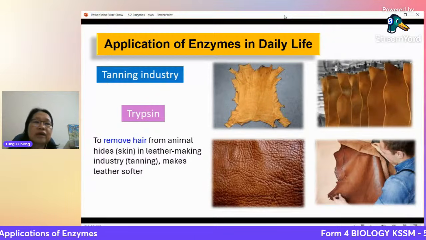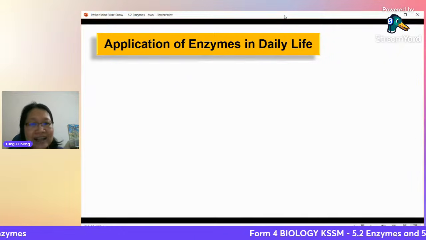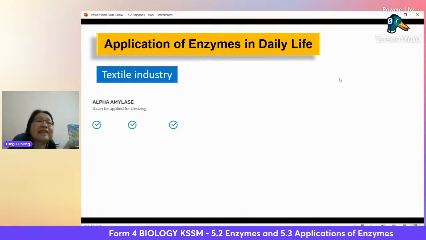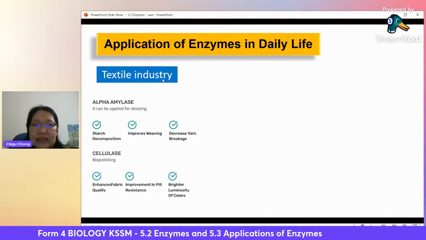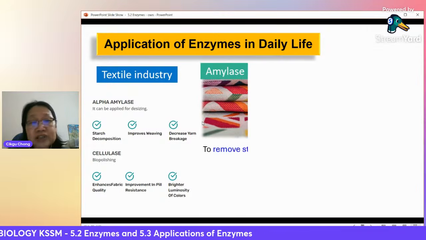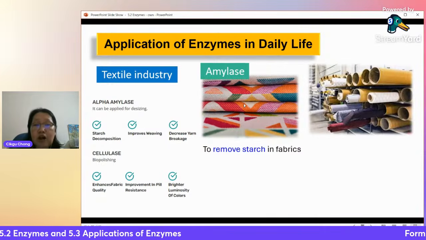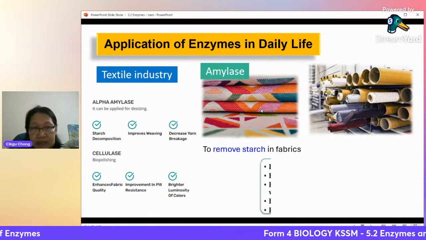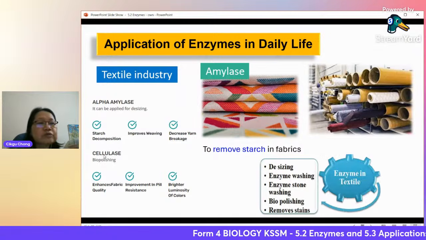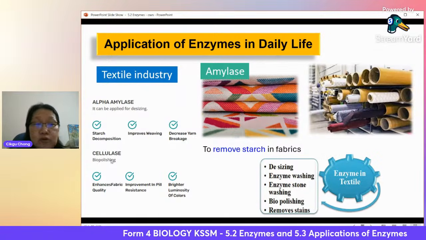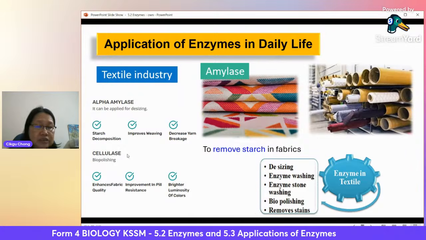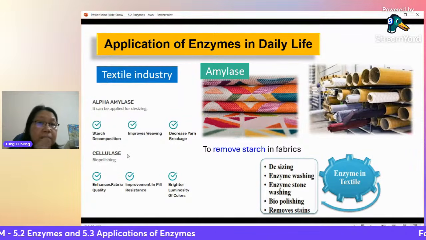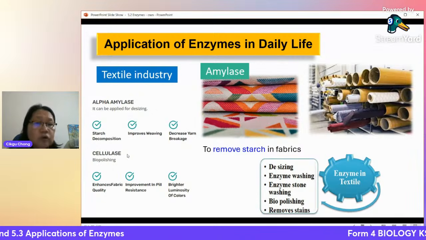All right. Okay, one more. Okay, textile, making two more. Textile is kain, industry kain, making cloth, remove starch in the fabric, okay, using amylase. Okay, and also you need to use cellulase to break down the fibers, because cotton is actually a plant product. You have cellulose in the cotton.